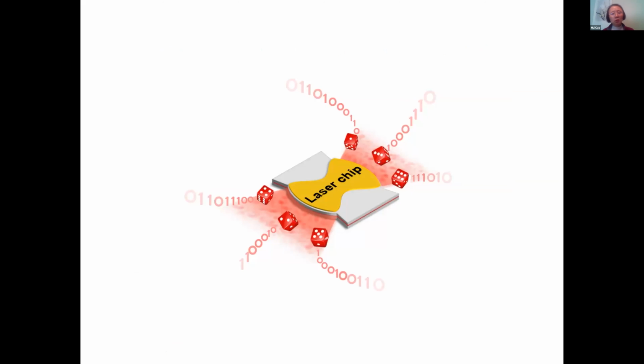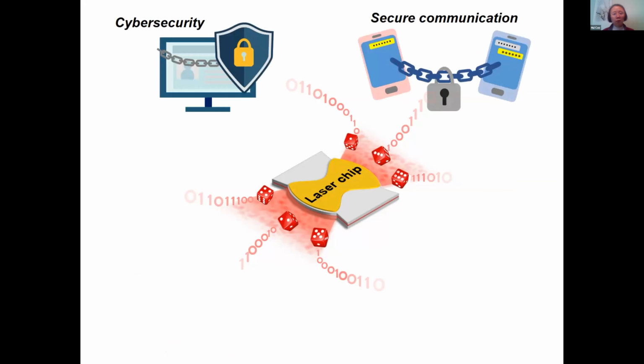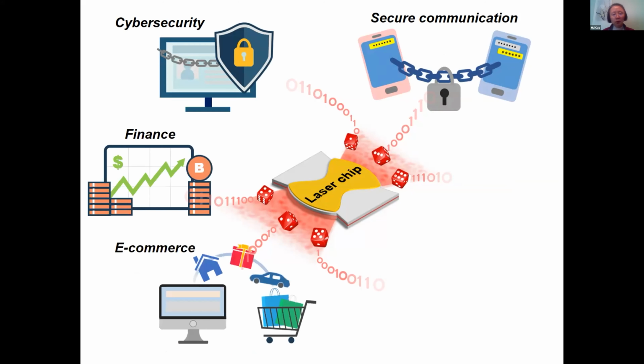So you may say, what is the use of random numbers? Random numbers have been widely used in our daily life for cybersecurity and secure information. These days, we rely more and more on random numbers for secure online banking or online purchases. The commonly used random numbers are generated by computers with some deterministic algorithm. So they are not true random numbers, but pseudo random numbers. Therefore, they are vulnerable to attacks. True random numbers can only be generated by a physical process, like the laser chip I just showed you.